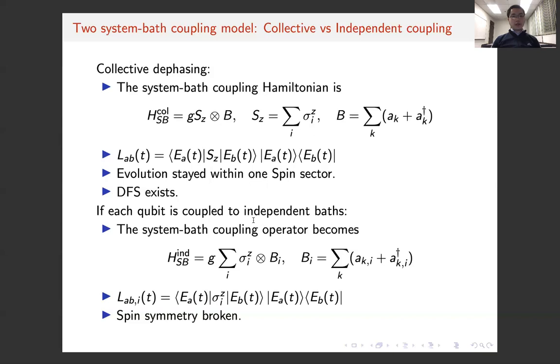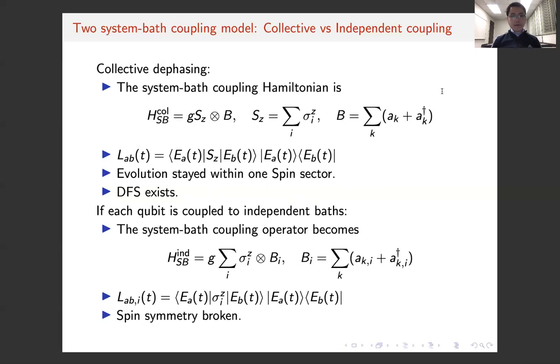In collective system-bath coupling, in the case of dephasing, it is the famous collective dephasing model assumed in a lot of literature. This system-bath coupling model is good for us in the sense that the Lindblad operator derived actually commutes also with the annealing Hamiltonian. So that means if one starts inside a particular spin sector subspace, it always stays there. That is good for simulation in the sense that we don't need to simulate the system in the whole Hilbert space. And also one can find the DFS, the decoherence-free subspace, if one wants to.